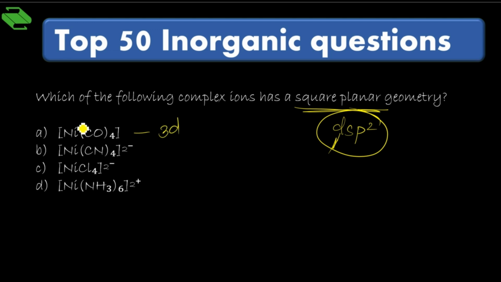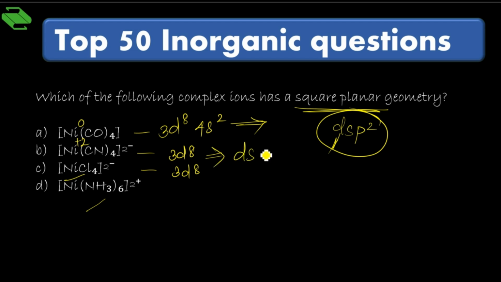So the oxidation state becomes 0. So 3d8 4s2. Here the oxidation state is +2, so 3d8 only. And here also 3d8, but this is a weak field ligand. This is also a weak field ligand. And once again 3d8. So in this case, it will not form dsp2 hybridization, but here you can see after pairing it up, it can form dsp2 configuration. So the answer to this question is [Ni(CN)4]2-.